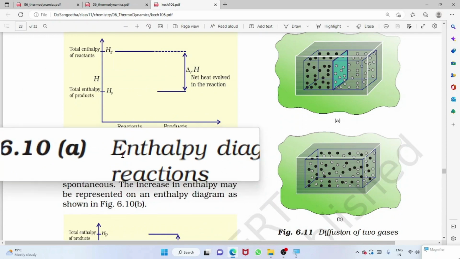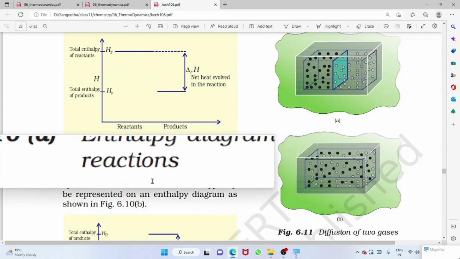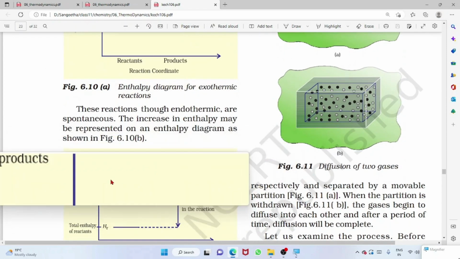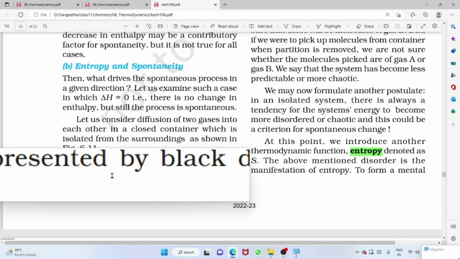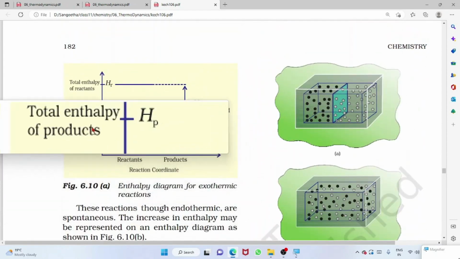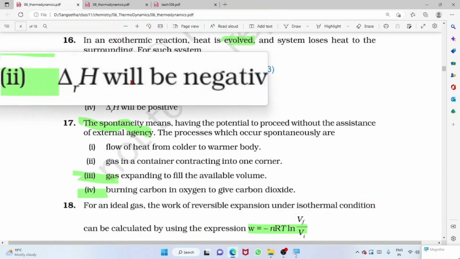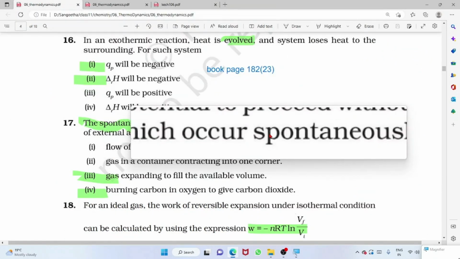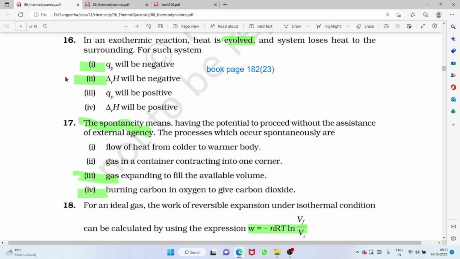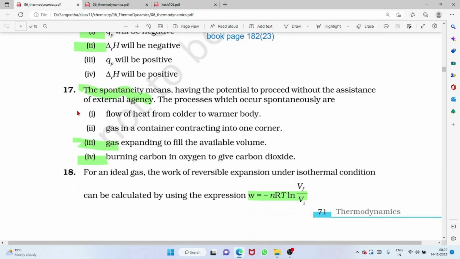Reaction coordinate. So here is the enthalpy diagram for the exothermic reactions. So this is exothermic. Okay. Delta H will be negative. Okay, this is correct, and this option is also correct.